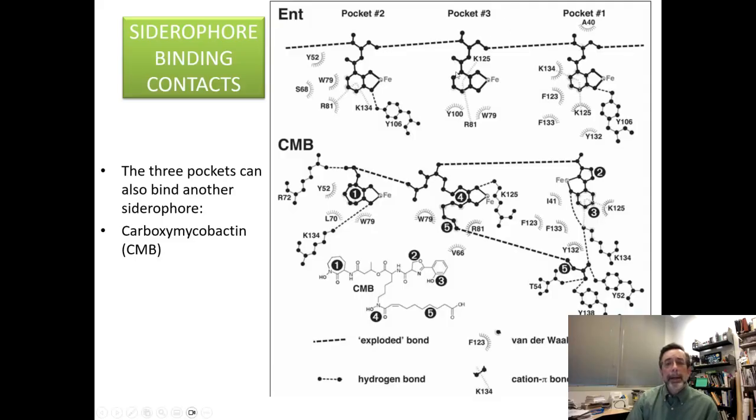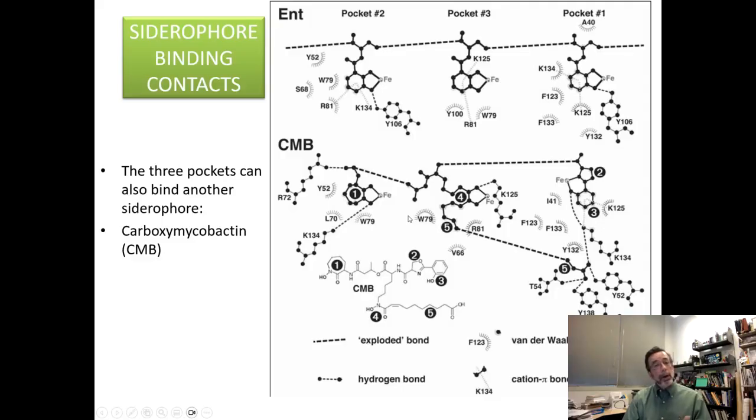In enterobactin, the amino acids on the top are important for binding, including, look up here, pocket number 3 has lysine 125 right next to it. Lysine 125 is forming good interactions with one of the rings that is in the pocket right there. Lysine 125 also forms an interaction with carboxymycobactin, but it's to a different part of the molecule, and there are different amino acids that contact different parts of the molecule.